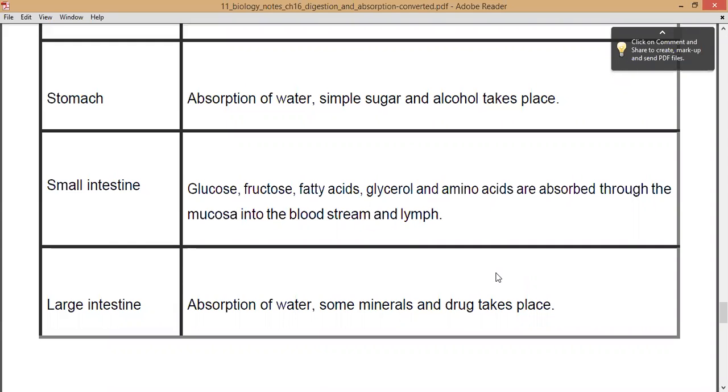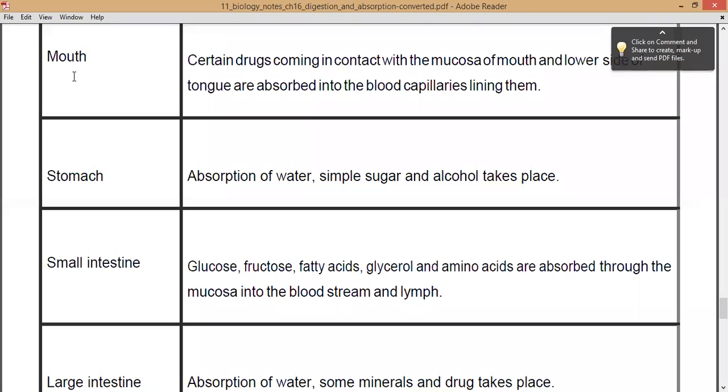And last but not the least, that is the large intestine, right? This is going to do the absorption of water, some minerals, as well as some drugs. Whatever medications you are taking, not all the drugs are absorbed by the large intestine, but a few of them are. So water, minerals as well as some drugs are absorbed by your large intestine.